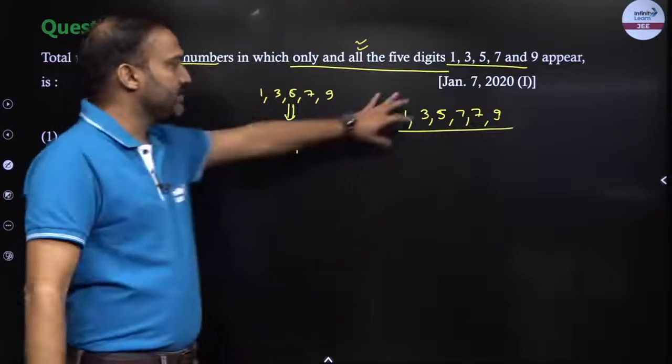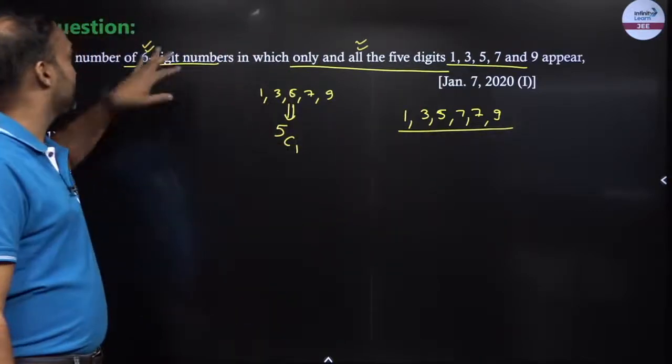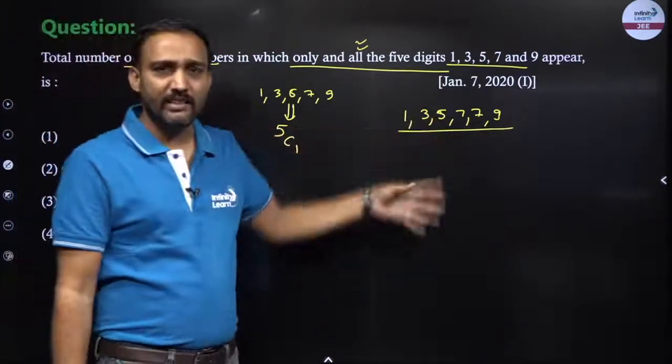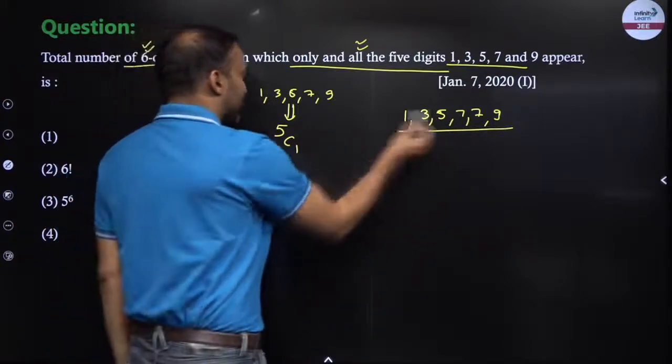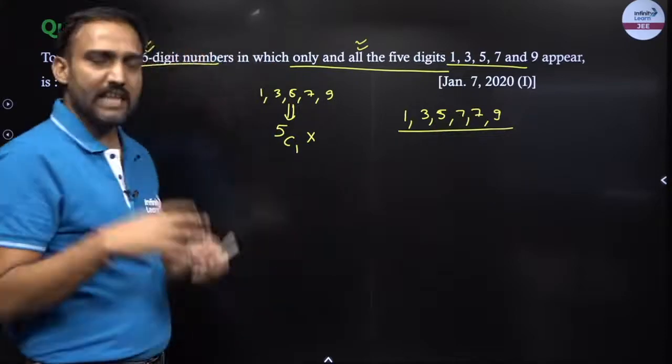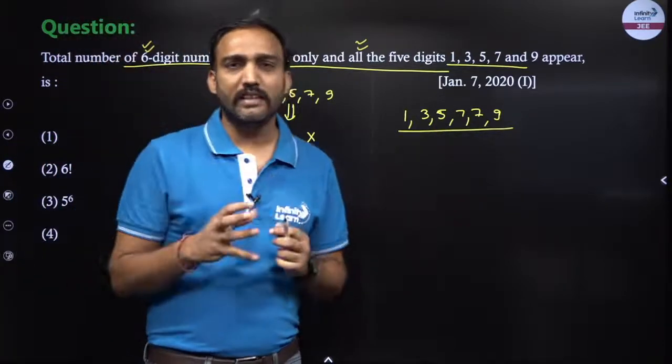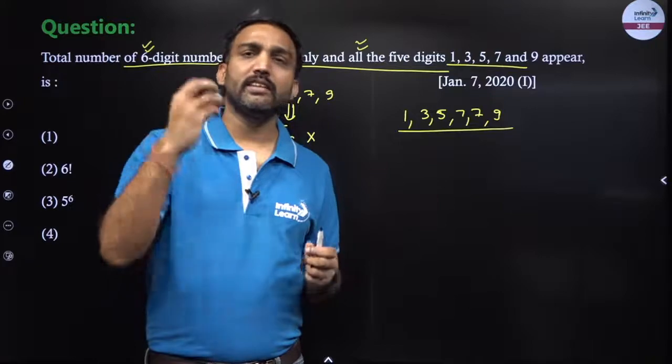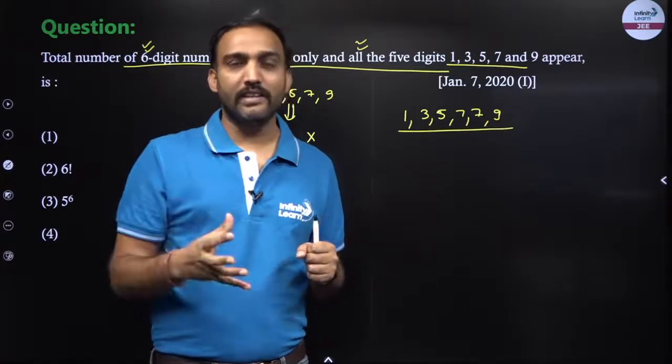Now I have these 6 digits and I have to form 6-digit numbers. So I have to just arrange all of them. 6 digits I have to arrange, but the 2 7s are identical, right? So in an arrangement, whenever things are identical, how do we proceed? We consider them to be distinct and we calculate the answer.